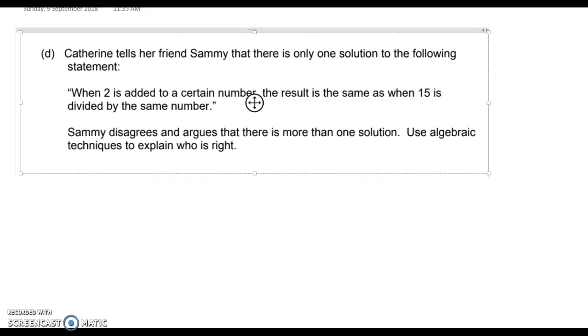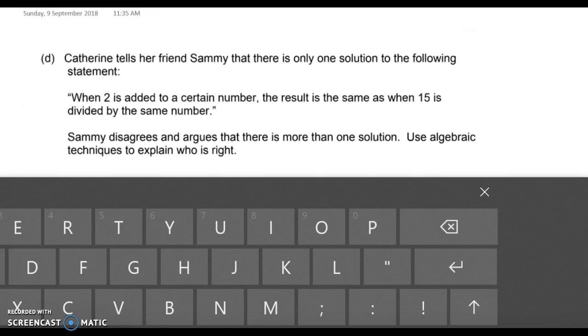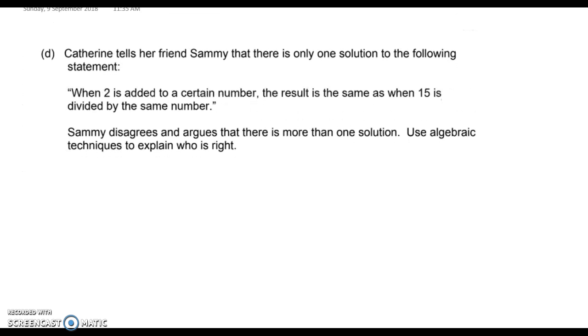Catherine tells her friend Sammy that there is only one solution to the following statement. When 2 is added to a certain number, the result is the same as when 15 is divided by the same number. So Sammy disagrees and argues that there is more than one solution. And if you are Catherine or Sammy who's out there watching, I hope you enjoy this question. Use algebraic techniques to explain who's right.